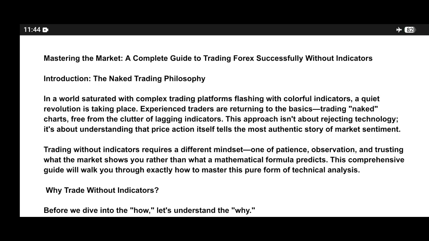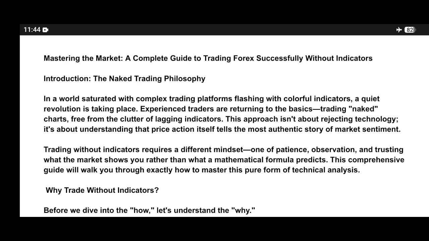So let's begin from where we stopped. Mastering the market, a complete guide to trading forex successfully without indicators. So let's begin. We are going to start with the introduction, which is the naked trading philosophy. Understand how to trade nakedly without indicators, which is pure price action. Are you getting my point?